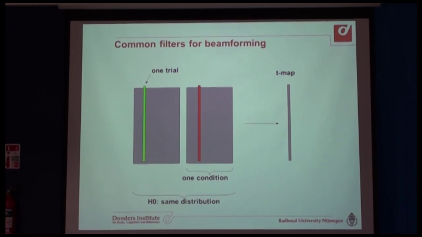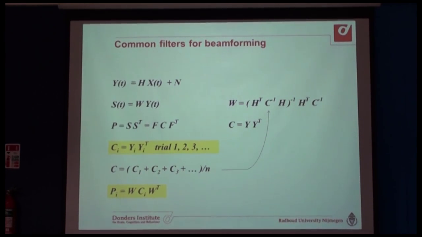So my single trial power estimates will still be relatively noisy. But let's go back here. In the computation of the filter, I'm taking the inverse of the covariance matrix. Taking the inverse of a very noisy covariance matrix is going to give an extremely unstable inverse. So the computation of the spatial filter is a nonlinear operation. The spatial filter that I can compute for a single trial is going to be extremely noisy.